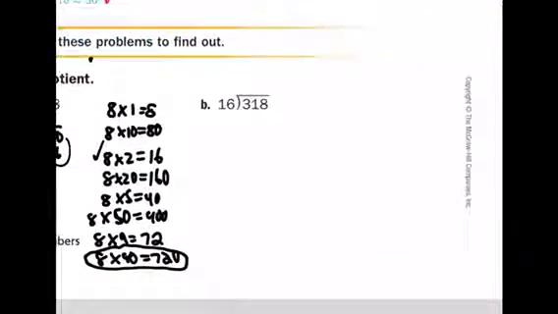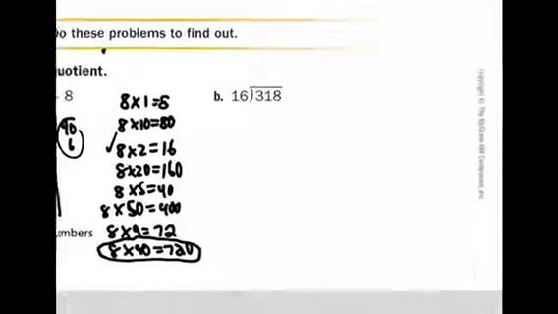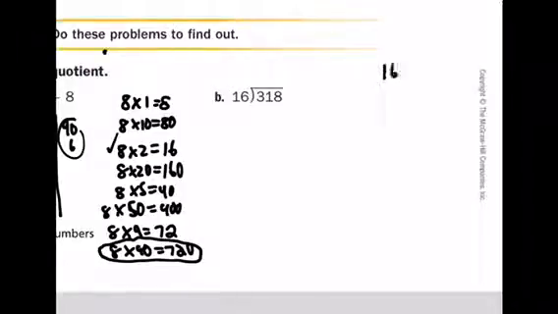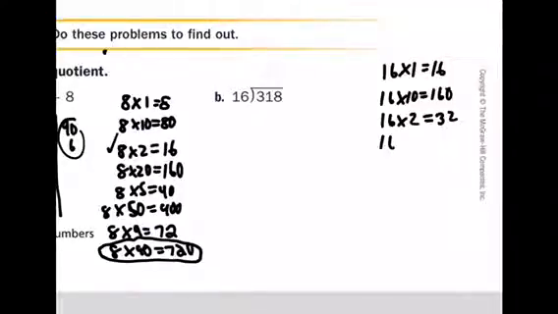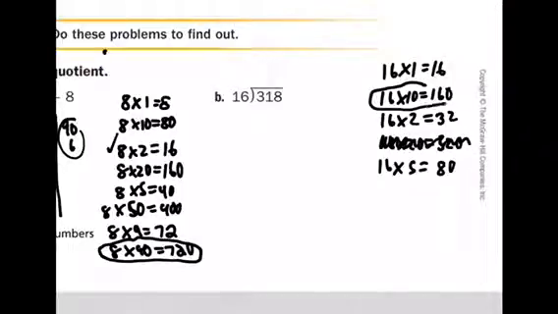Now for B, I'm dividing by 16. So this one, I see 318 divided by 16. I know 16 times 1 is 16. 16 times 10 is 160. 16 times 2 is 32. 16 times 20 is 320. And 16 times, I don't know, what one do I want to do? Times 5 is 80. I'm not going to do times 50 because that's way too big. So looking here, already 320 is a little bit too big. So I'm going to go with my next biggest one, 16 times 10.